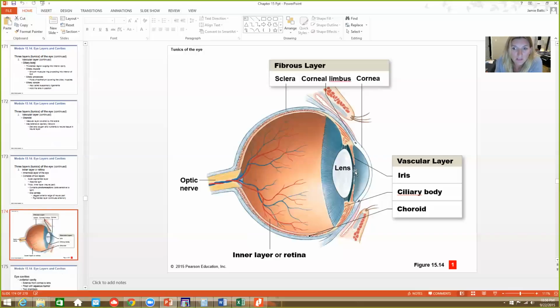Then in our vascular layer, this is this kind of pink layer that surrounds the entire eye. That's where all of your blood vessels are, feeding the neural tissue. This also has your iris. This right here is the smooth muscle. That's the colored part that you see. And obviously the pupil is the hole in between that. And then the ciliary body is this extra piece of flesh that's holding on to the lens. It has the suspensory ligaments, which hold the lens in place. And then the inner layer is the retina.